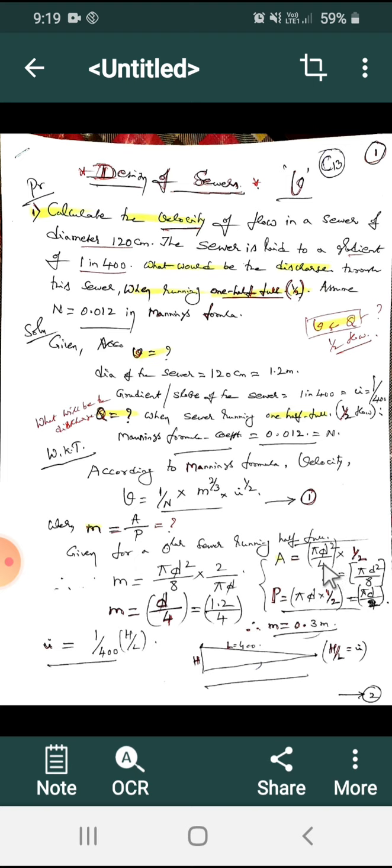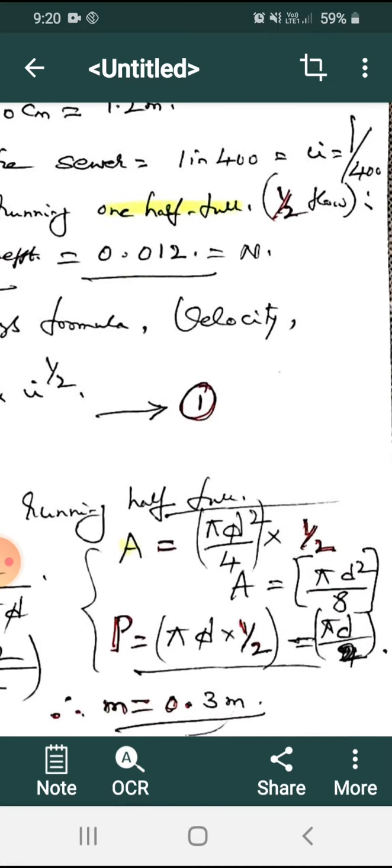Whenever they are asking half full, you do like this. A is equal to pi d square by 4 into half. So pi d square by 4 into half is equal to pi d square by 8. This is one. Next, we want P. The P is also another parameter. A by P is required for determination of M value. P is equal to pi d. But the flow is running only half full. That is why into half.